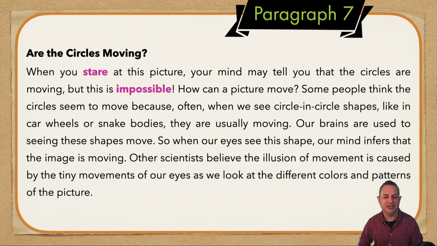Other scientists believe the illusion of movement is caused by the tiny movements of our eyes as we look at the different colors and patterns of the picture. Which theory seems more accurate to you? I think the second theory seems more accurate, but that's just my personal opinion.